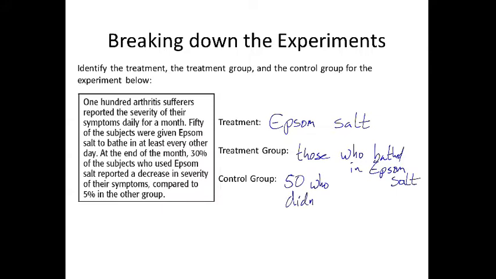So the 50 who didn't, they may have been bathing in something, and maybe it's just bathing in sugar, which actually you've got to be careful with. You don't want to accidentally make it so that they are bathing in something that could affect it. I should be a little more specific in the treatment group, sorry. You should say the 50 who bathed in Epsom salt, and the other group would be the 50 who didn't.